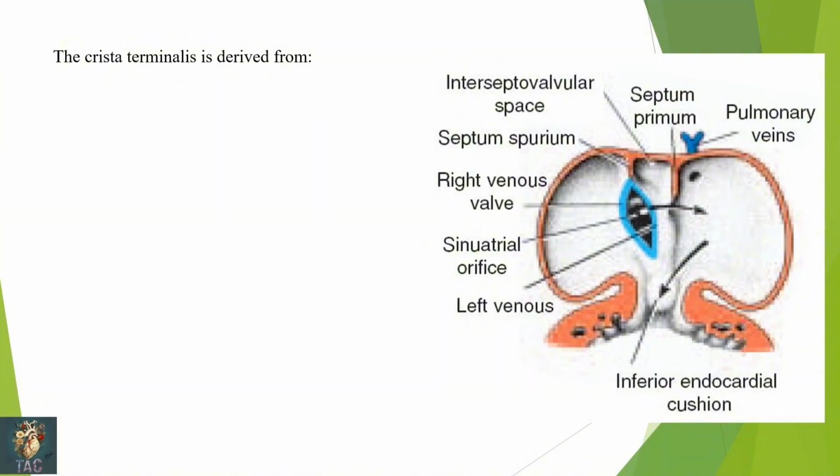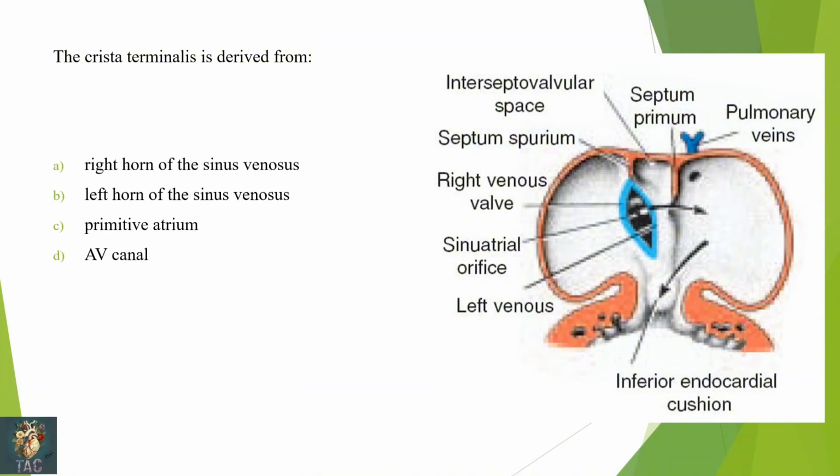Next is crista terminalis is derived from the right horn of the sinus venosus, the left horn of sinus venosus, primitive atrium, AV canal or right cusp of the valve of the sinus venosus. So these are the cusps or valves of the sinus venosus and this one is the right venous valve or right cusp of the right venous valve and it is forming the crista terminalis. So this is the answer.